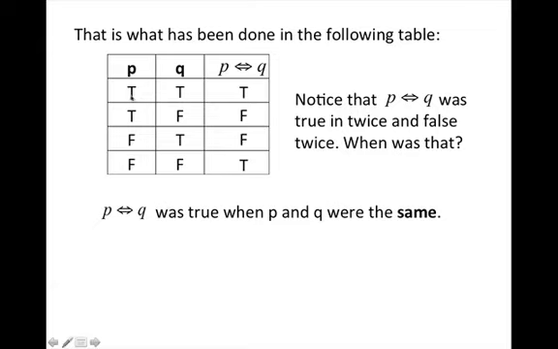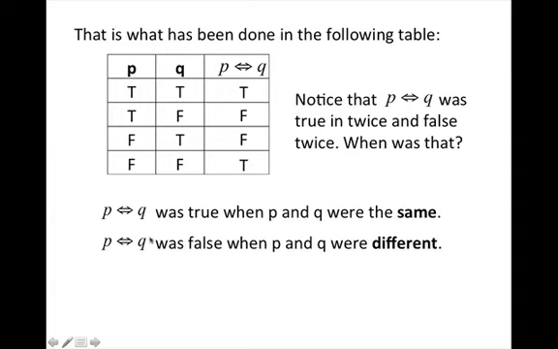So in line 1, P and Q were both true, and my biconditional was true. In line 4, P and Q were both false, and my biconditional was true. Well, the biconditional was false when P and Q were different. In line 2, P was true, Q was false. They had opposite truth values, so my biconditional was false. In line 3, P was false, Q was true. They had opposite truth values, so my biconditional was false.